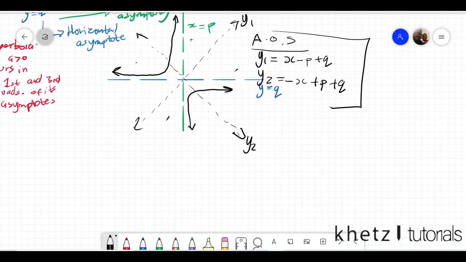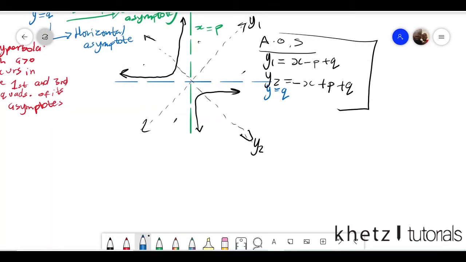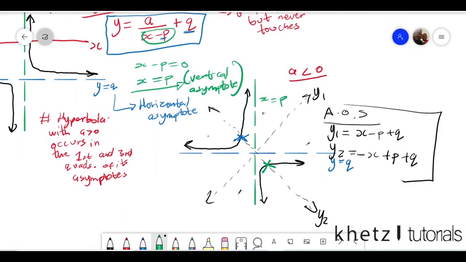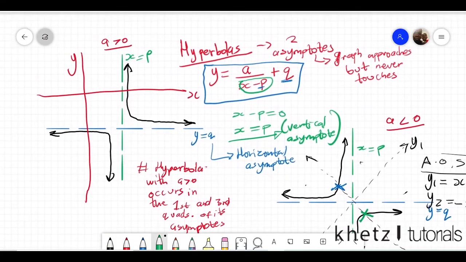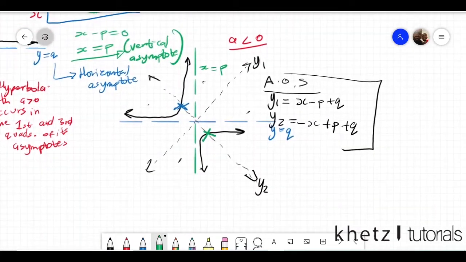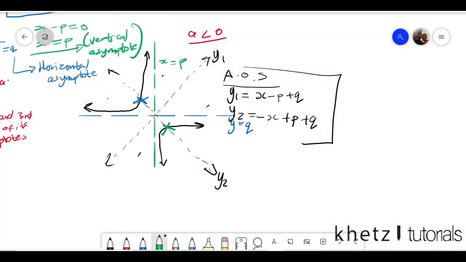Sometimes, or basically all the time, you may be asked to find the point of intersection. As you can see, these axes of symmetry intersect the graph at some point. The axis of symmetry also applies when a is greater than 0. I'm just using the graph where a is less than 0 to explain this. The green cross which I have here indicates the point where the axis of symmetry cuts the graph, and the blue cross indicates the other point where the axis of symmetry cuts our graph over here.